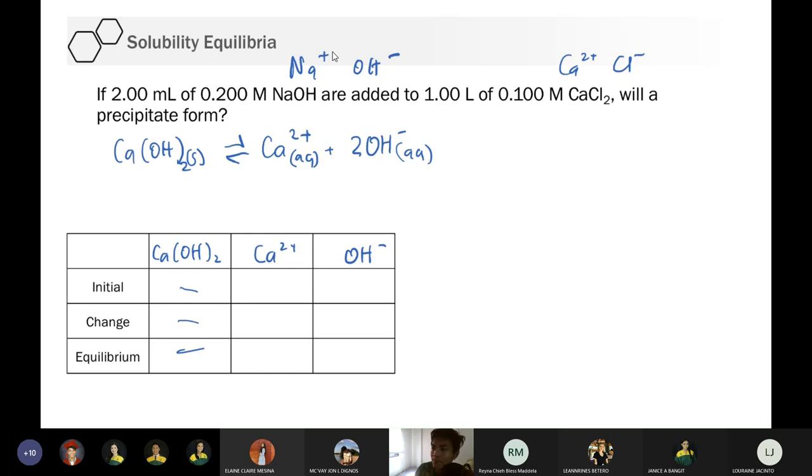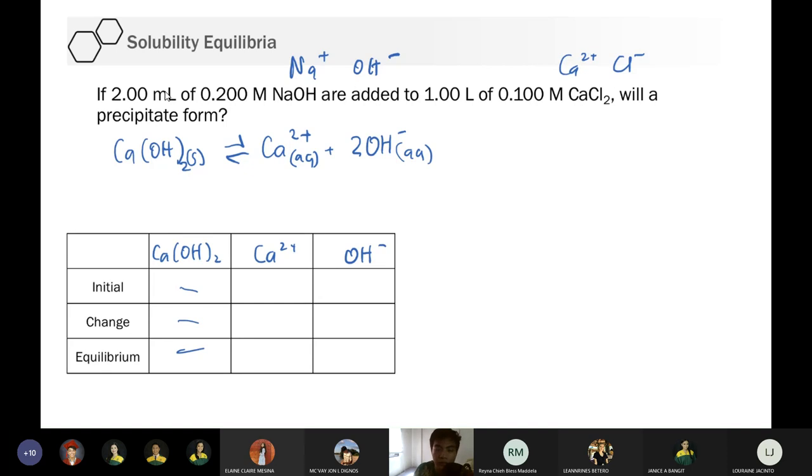Okay, so yan. So initially, what is the concentration of calcium and hydroxide in our solution? Okay, so sa ating solution may 2 ml of 0.2 molar sodium hydroxide tayo and 1 liter of 0.1 molar calcium chloride. Diba sabi natin, when we mix two solutions, nagkakaroon ng dilution, diba? So by using the dilution formula, we can actually get the molarity of calcium and the hydroxide ions initially present in our solution. Pwede tayo gumamit ng dilution formula, no?